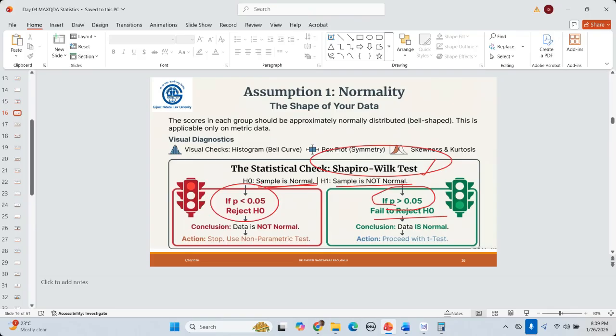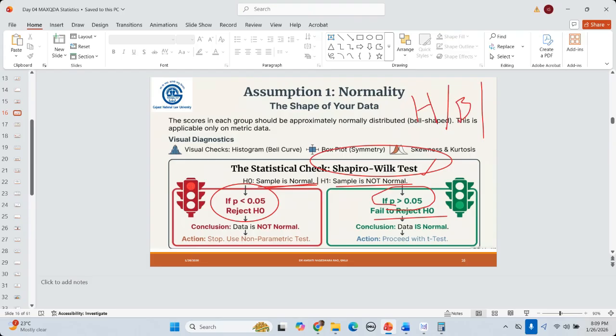As part of the normality test, we have many tools available, like histogram, box plot, normal QQ plot, skewness and kurtosis, but you can use one of them. The best one is to use the Shapiro-Wilk test to understand whether your data are distributed normally.